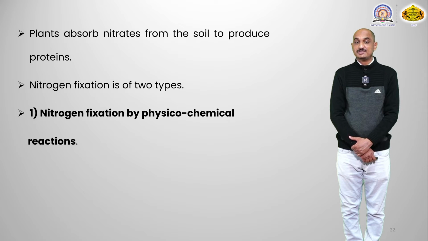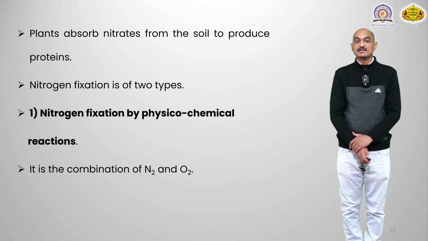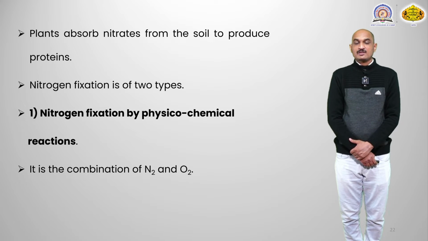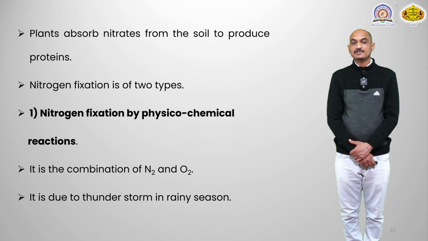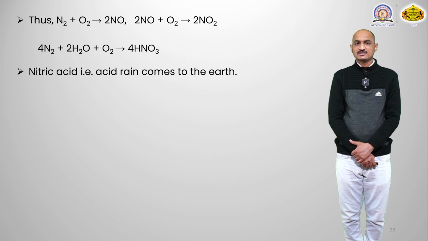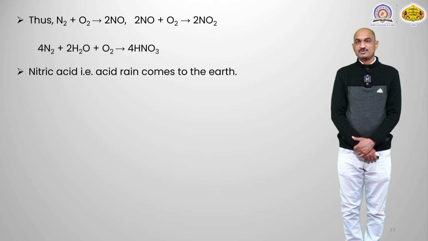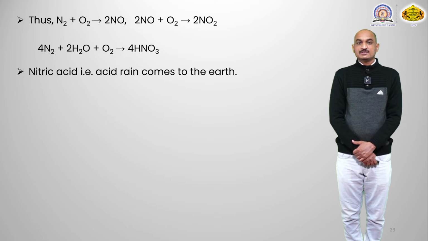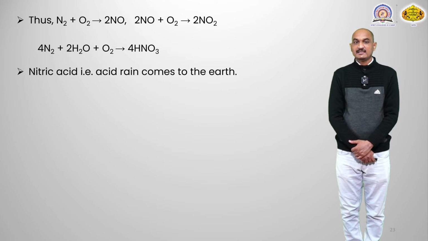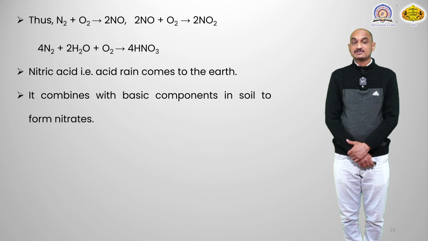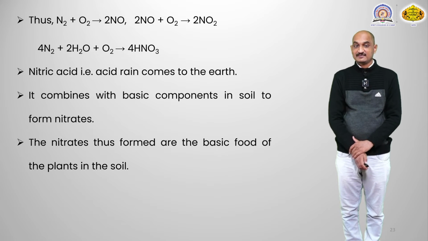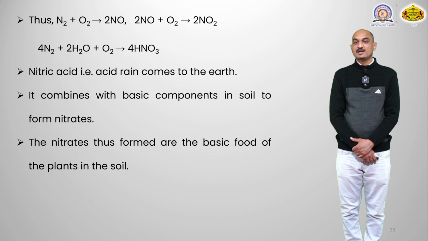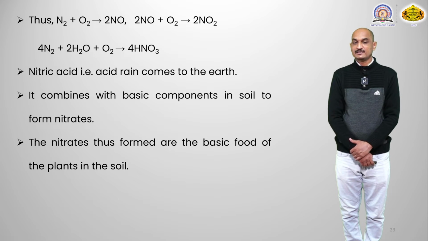The first one is nitrogen fixation by physicochemical reactions. In this process, there is a combination of nitrogen and oxygen, and it is due to thunderstorms in the rainy season. This is the reaction by which the combination of nitrogen and oxygen forms nitric acid, and that is the acid rain which comes to the earth. It combines with the basic components in the soil to form nitrates, and these nitrates thus formed are the basic food of the plant in the soil.